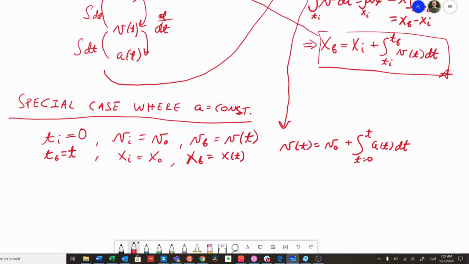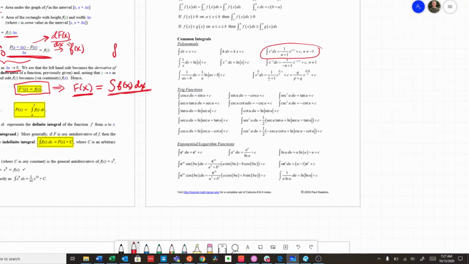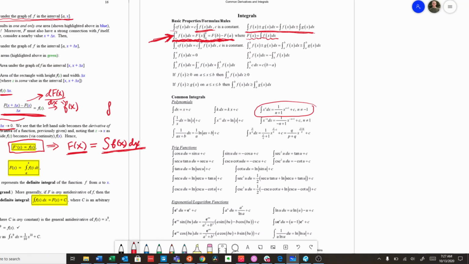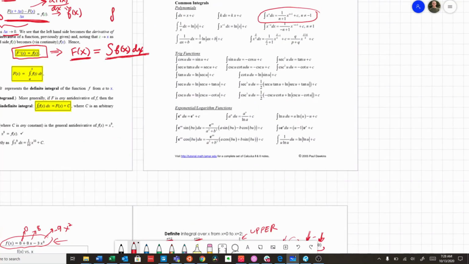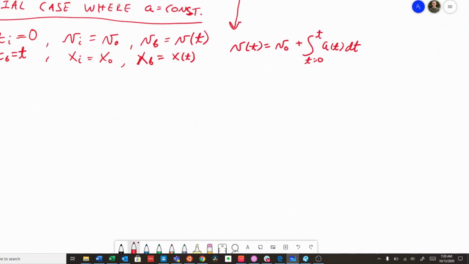Now, in this special case where a is constant, you can always pull a constant out front of the integral. That's one of the rules here. When c is a constant, you can pull it outside of the integral. The integral only cares about variables. So this then becomes v0 plus, I can pull a of t out because a of t is just this constant value a. So I have a times the integral from t equals 0 to t dt.